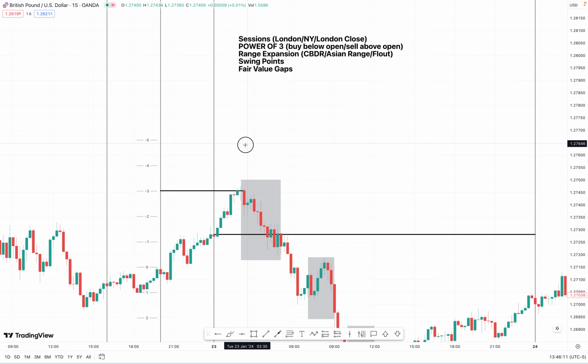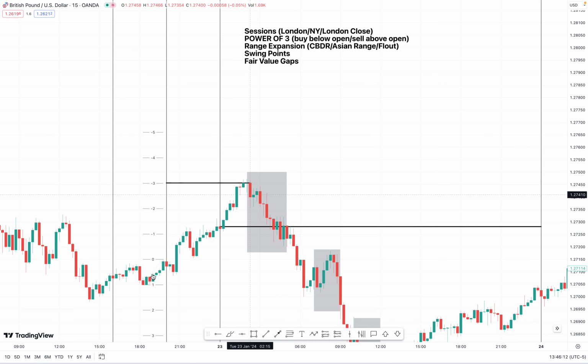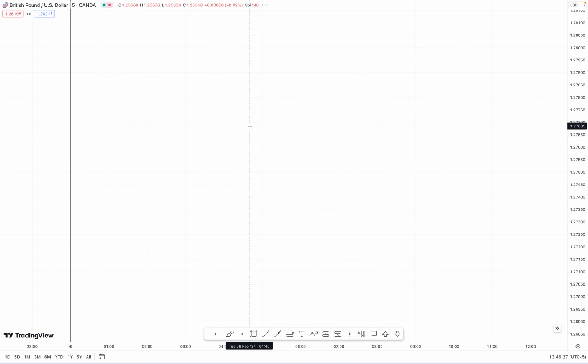Obviously in hindsight it's easy to say, but that's why we needed to know swing points and now fair value gaps. Now we get into the juicy part. Swing points is for this, and then for inside of here. I'll go into a 5-minute chart and I'll explain to you why I'm saying inside of here.